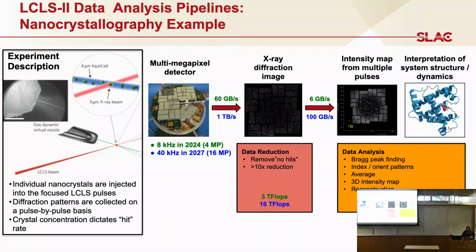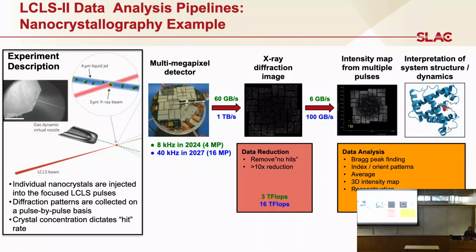We write that to disk, and we start analyzing the data. We look for the peaks. We do the indexing. We orient the patterns. We put them into bins saying, you know, this one was facing this way, this one's facing this way, this one was facing that way. And then we average each bin, and from each of those we recover an intensity map, the electron density, and reconstruct that protein that's on the right.